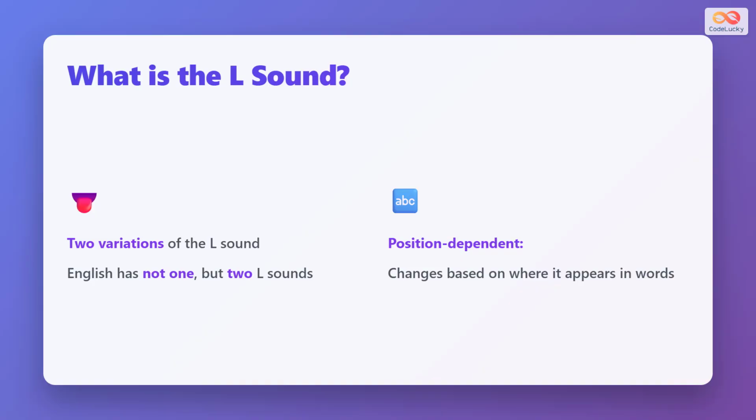The L sound in English is unique because it has two variations. Unlike many other consonants that sound the same everywhere in a word, the L sound changes depending on where it appears. This position-dependent change is what we call the light L and the dark L. Understanding this difference is crucial for sounding like a native English speaker.